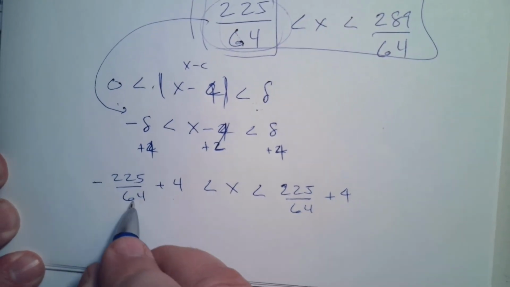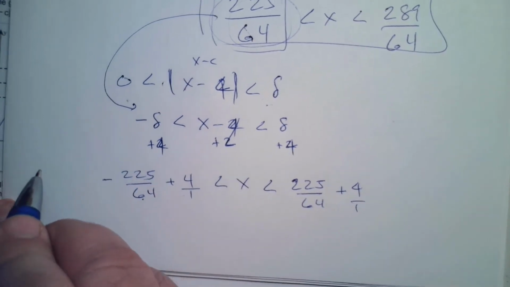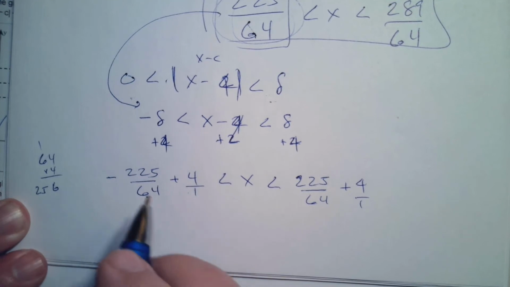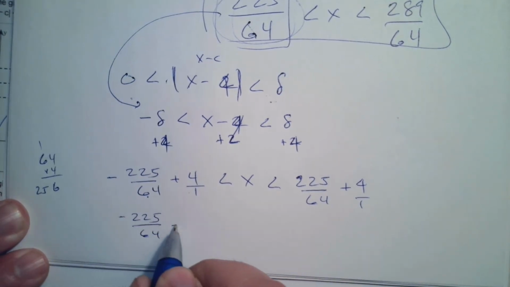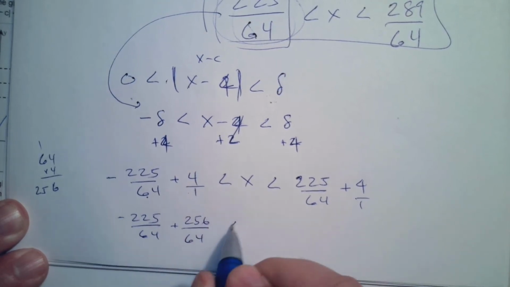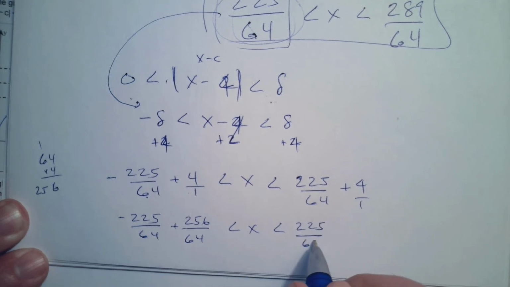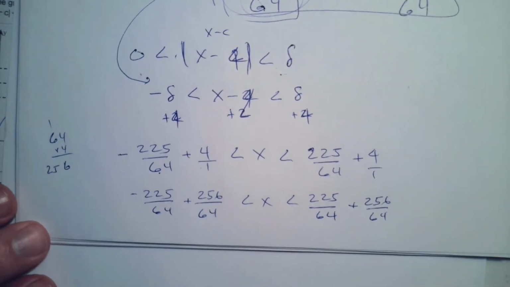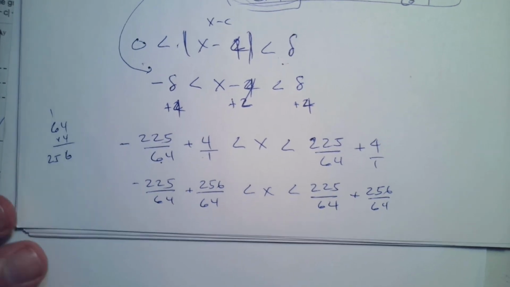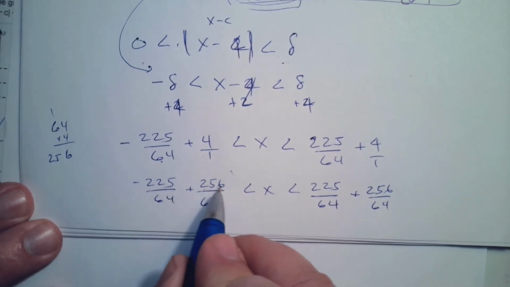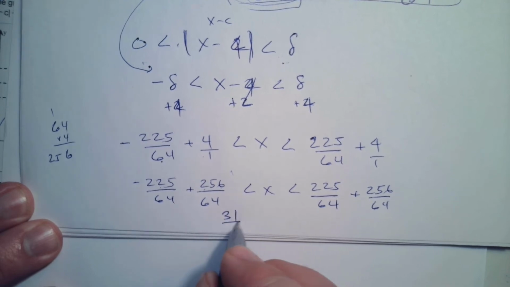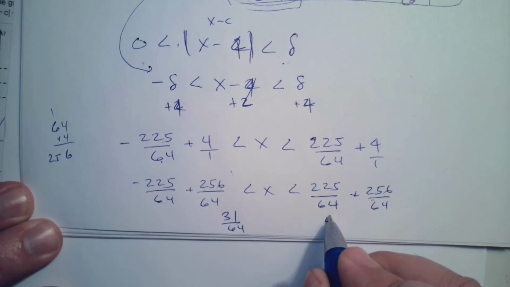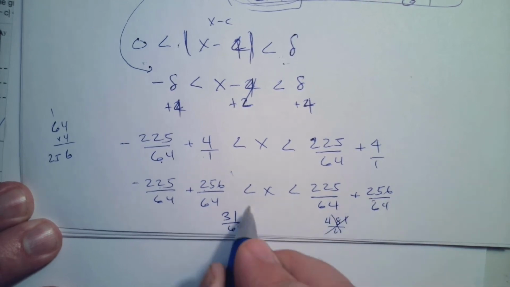So, the common denominator is 64, so 64 times 4 is 256. So we have negative 225 over 64 plus 256 over 64, and 225 over 64 plus 256 over 64. So look at this one: 256 minus 225 is 31 over 64. The other one is going to be huge, 481 over 64, so we're not going to use that one, we're going to use this one.